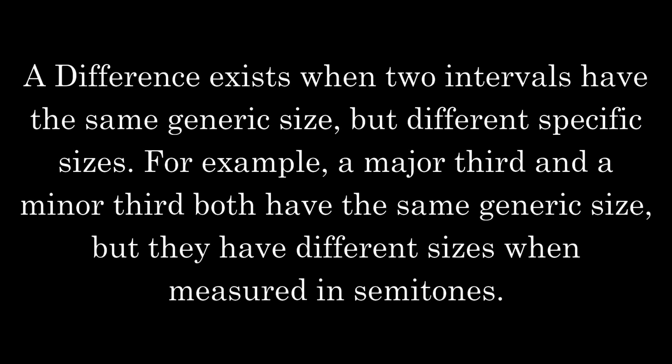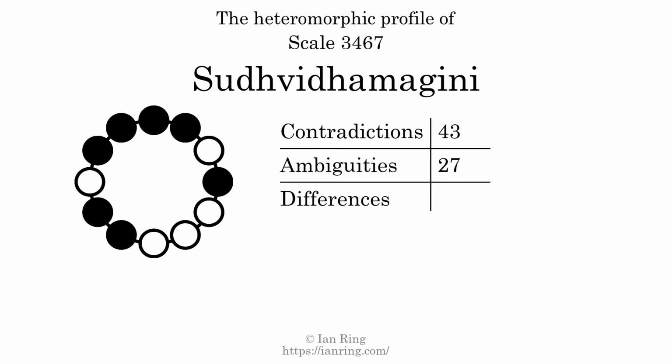A difference exists when 2 intervals have the same generic size, but different specific sizes. For example, a major third and a minor third both have the same generic size, but they have different sizes when measured in semitones. The number of differences in this scale is 92.